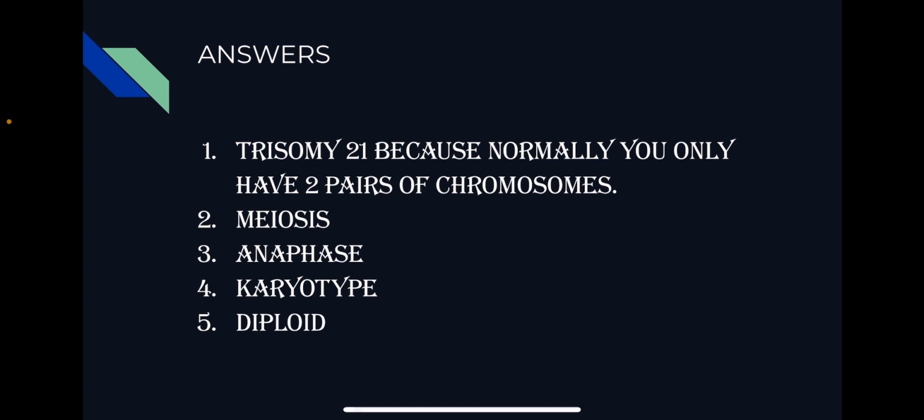Here are the answers. For number 1, trisomy 21 is the correct answer. And why? Because normally you only have 2 pairs of chromosomes. Number 2, meiosis is the answer. Number 3, anaphase. Number 4, karyotype. Number 5, diploid.